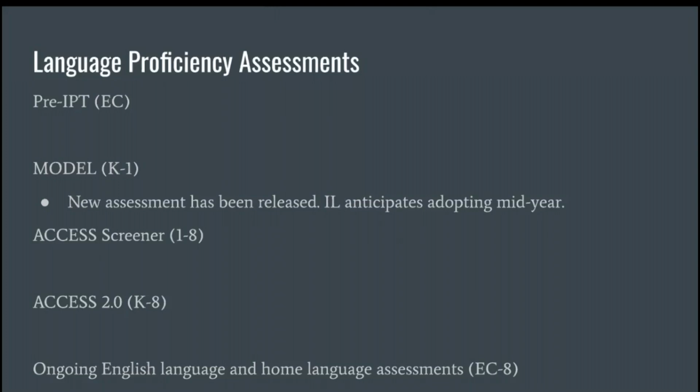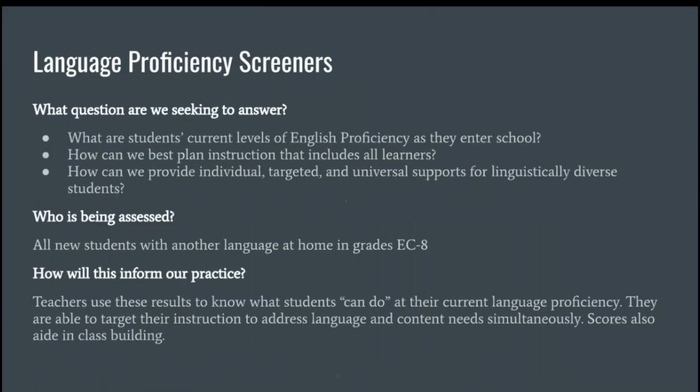Those first three are all when new students come to us. The Access 2.0 we talk a great deal about in January. It is a state required assessment for all students in grades kindergarten through 8th grade who qualify for EL support. There's ongoing English language assessments that happen by the teachers.